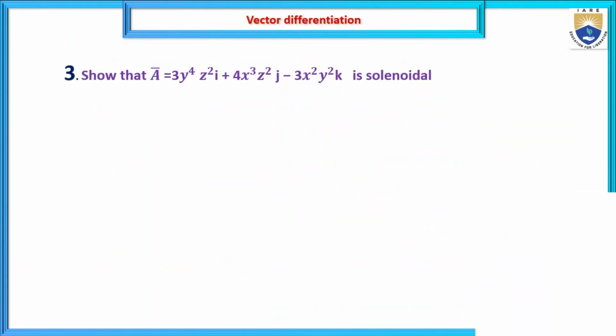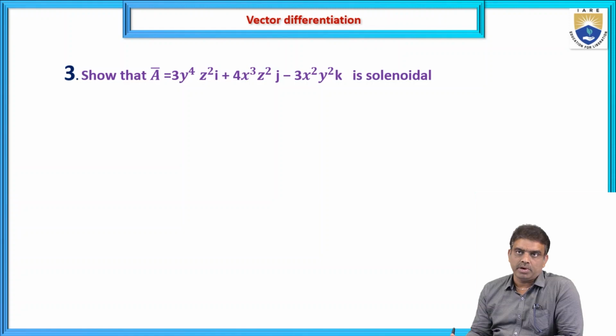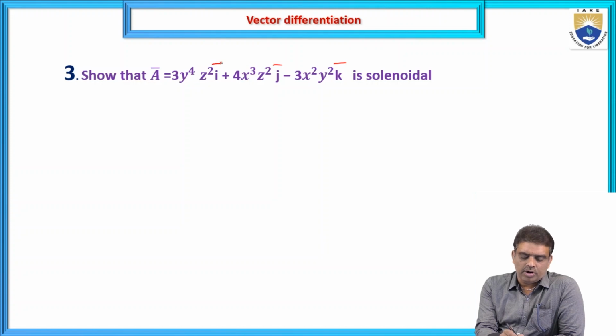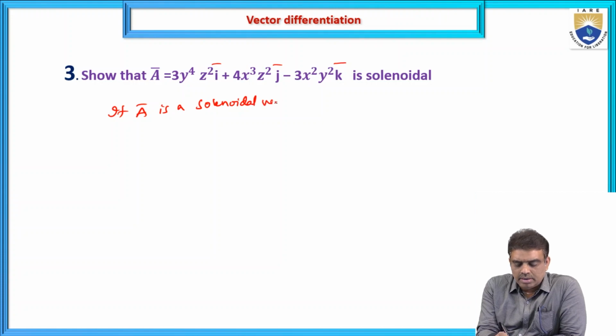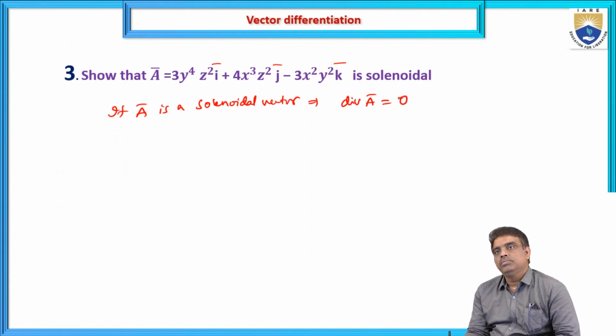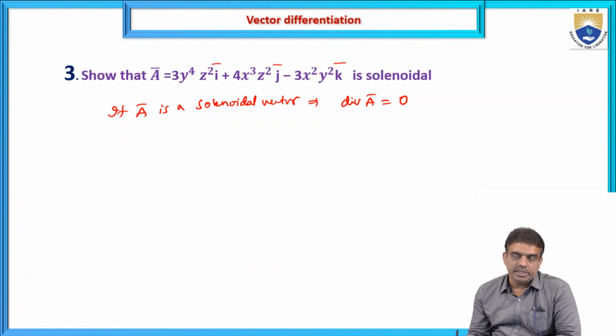Next one, coming to the third problem: show that the vector a̅ = 3y⁴z² i̅ + 4x³z² j̅ − 3x²y² k̅ is solenoidal. When we say that a vector is solenoidal, if a̅ is a solenoidal vector, it implies div a̅ is equal to 0. If del dot a̅ is equal to 0, then the vector is said to be a solenoidal vector.